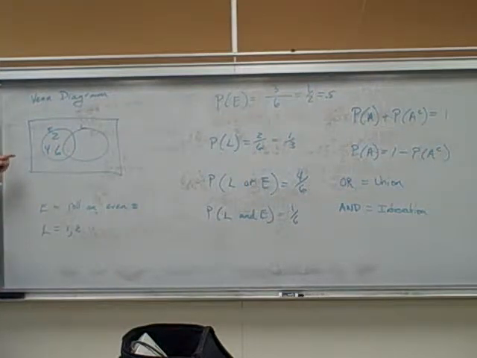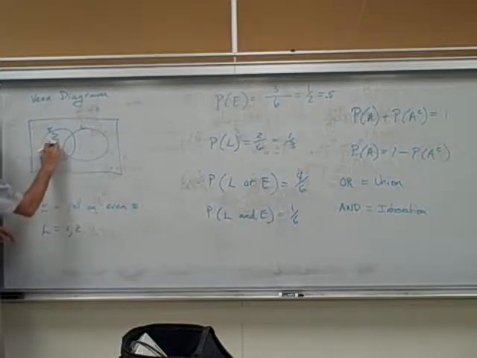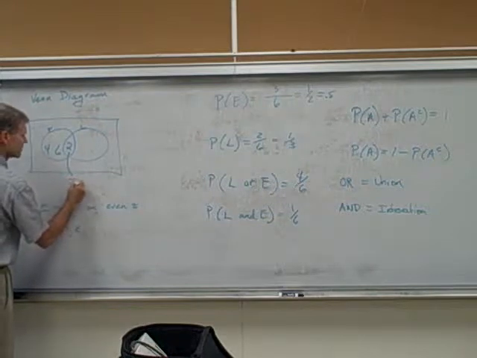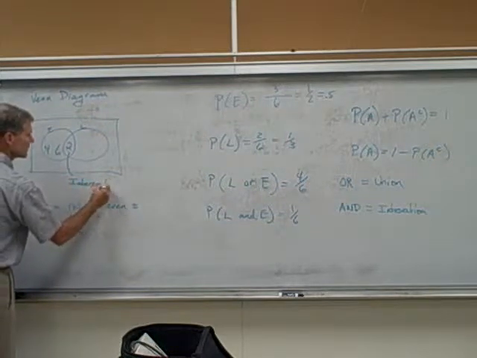But wait a minute, one of those numbers satisfies L, so it needs to go inside the L circle. Which one is that? 2. So the 2 goes where? In the center. In that middle part that's in both circles. And what is that part called? The overlap, but another word, intersection. Where the 2 circles overlap, they are intersecting. So this is called the intersection, which is the word "and."